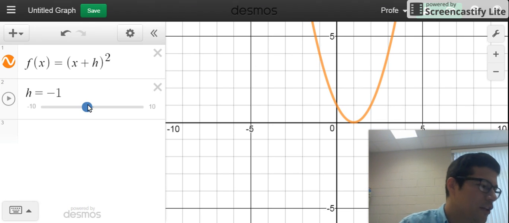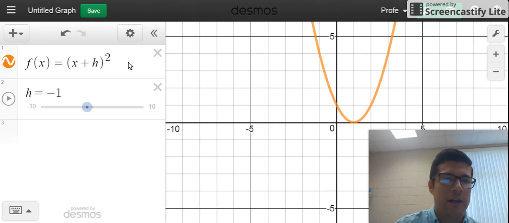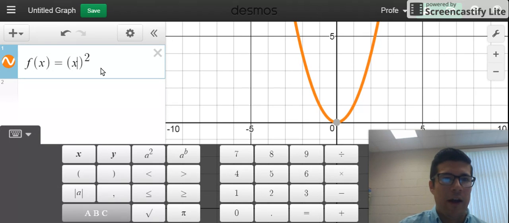Anyway, that's a horizontal shift. All right. Next, we have a reflection about the x-axis. All right, so we're going to go back to good old x squared.